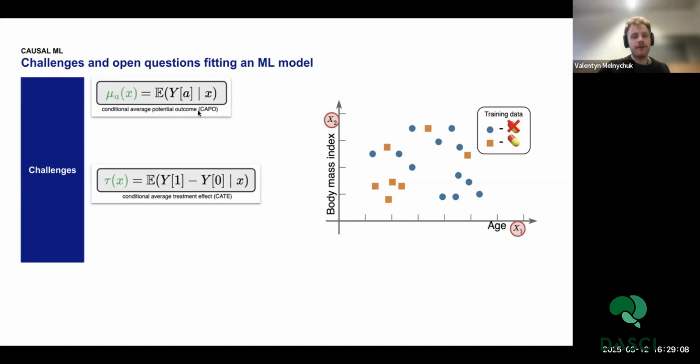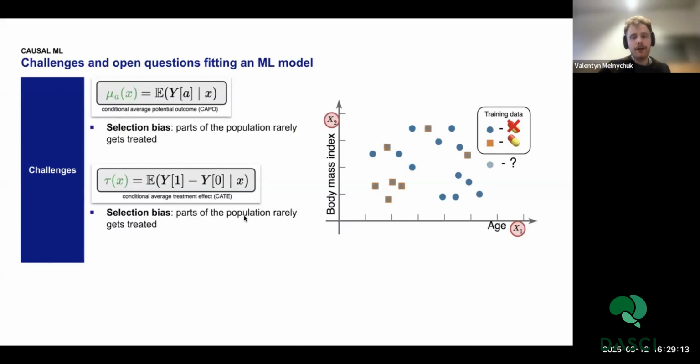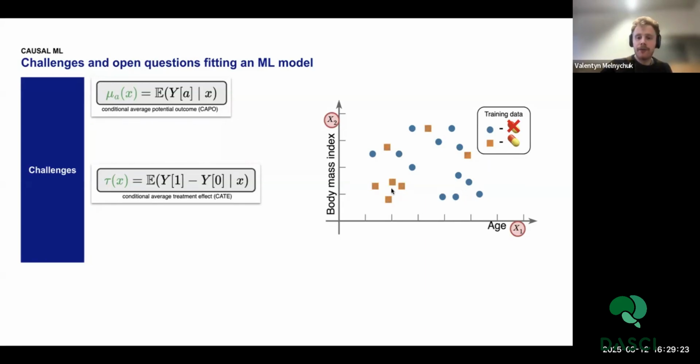So now we talk about the conditional average potential outcome and conditional average treatment effect. And we see that to learn both, they both suffer from selection bias. So you see there is some data where we have age and body mass index as covariates. And we have treatment, where blue is not treated, orange is treated. And we see that in these regions there are more people who are not treated. Here there are more people who are treated.